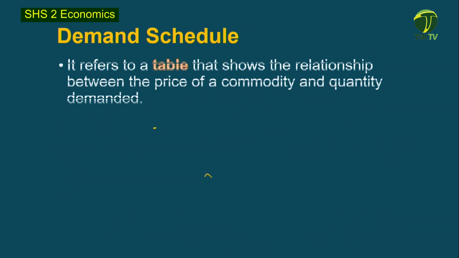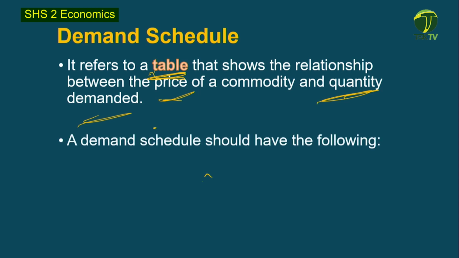Now we can show the concept of demand in a table form. And so we are going to talk about the demand schedule. When we say the demand schedule, we are simply referring to a table that shows the relationship between the price of a commodity and quantity demanded. Anytime you try to use a table to show the relationship between price and quantity demanded, we say you are doing a demand schedule.